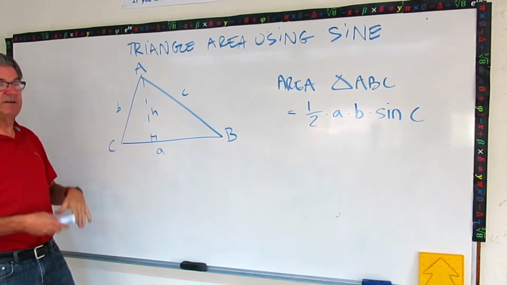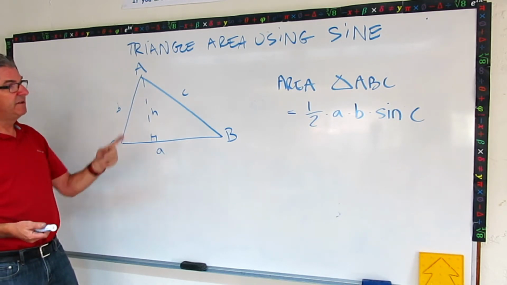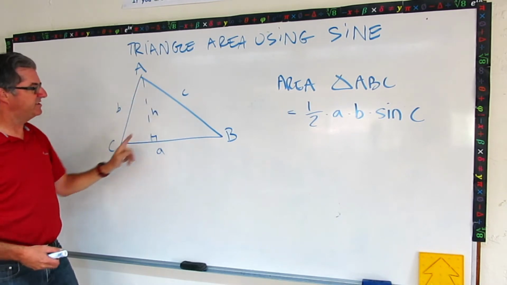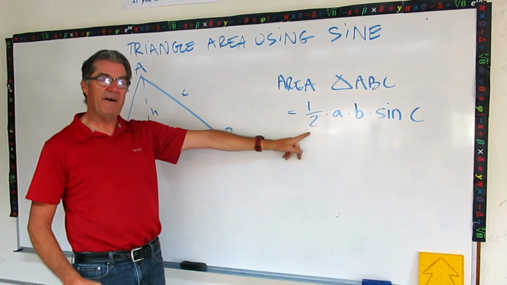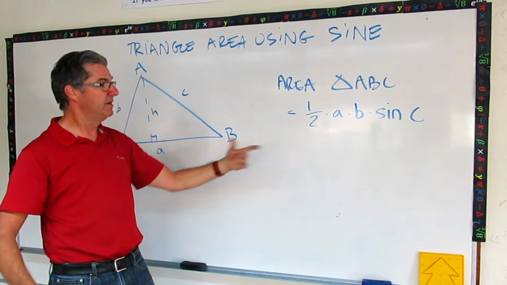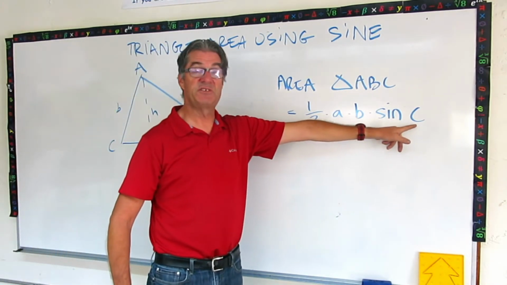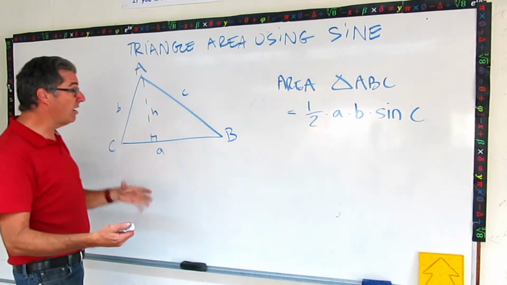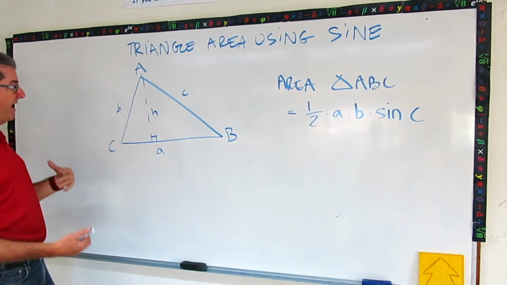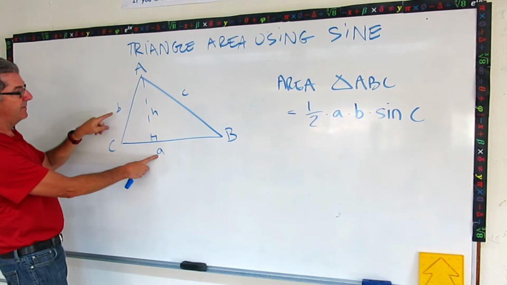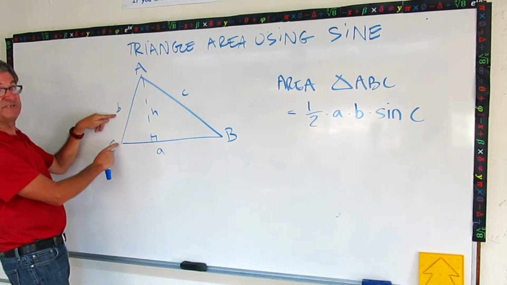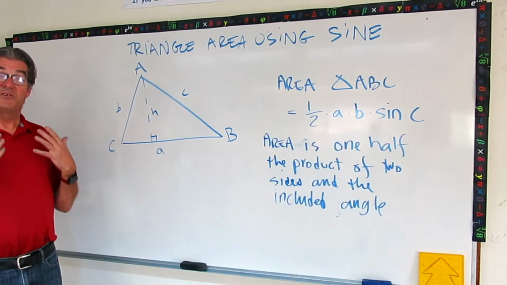Okay, so check this out. Here it is. It's a pretty simple formula. The area for triangle ABC is given by 1/2, so that comes from the old triangle formula, times a times b times the sine of angle C. Okay? So we're going to get our area of this triangle by multiplying 1/2 times a times b times the sine of C.